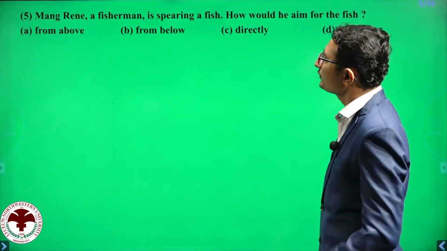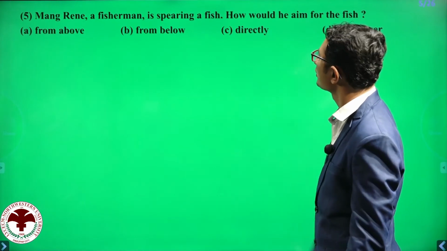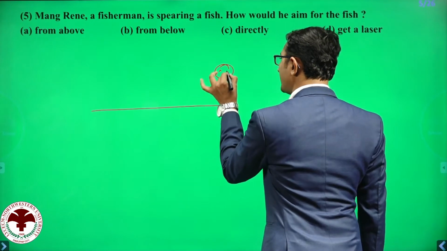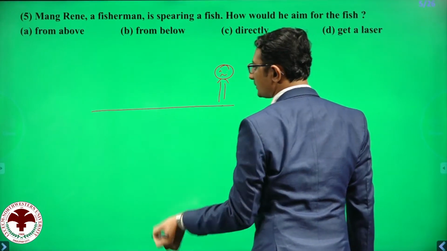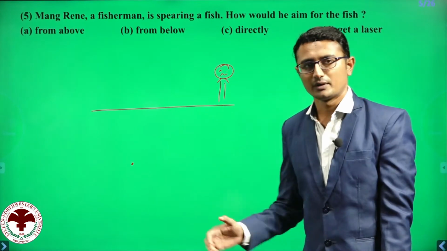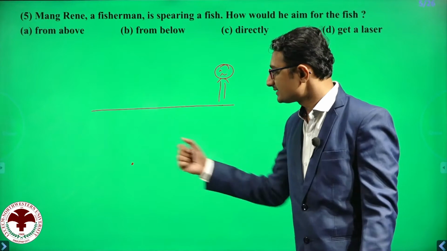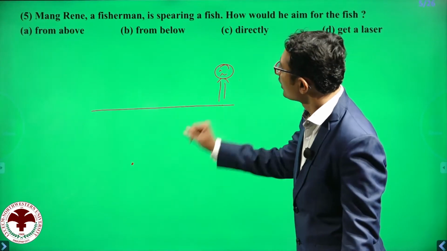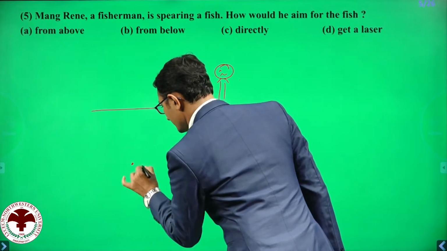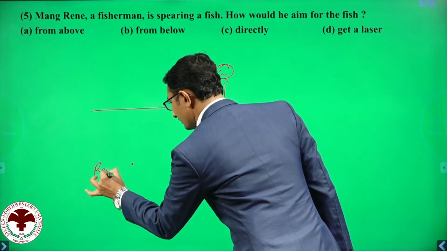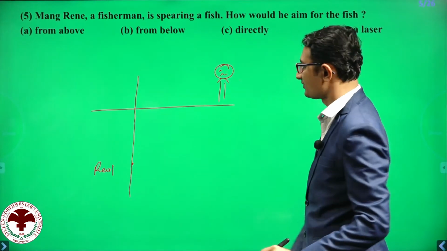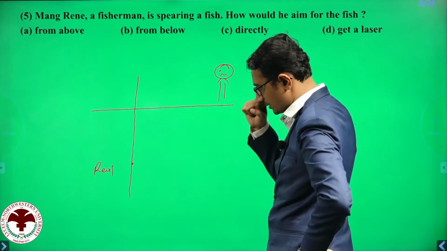First of all, we are trying to understand the question. Suppose here is a fisherman, and suppose here is the real fish. Why am I saying real fish? Because there will be a virtual fish also. This fisherman wants to spear the fish. So we are writing here "real one". This is the normal which is drawn from the fish, and this is our fisherman.